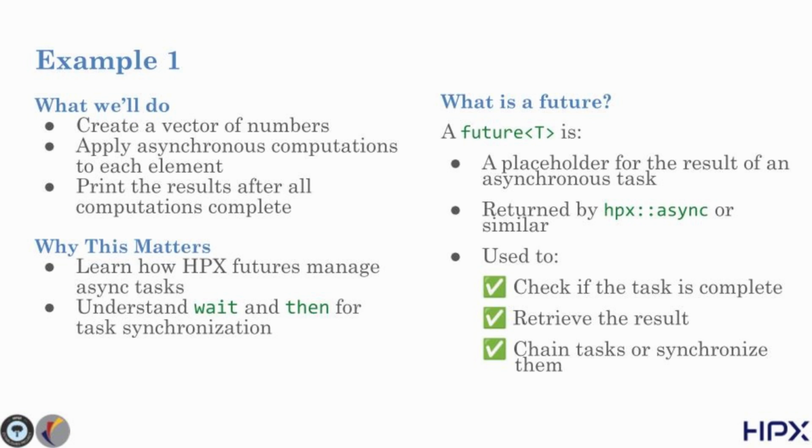So in HPX, we use futures to keep track of asynchronous tasks. But what is a future? A future is an object that acts as a placeholder for the result of an asynchronous computation. So when you launch a task in HPX using hpx::async, for example, or similar functions, it immediately returns a future, which can be used later to check if the task is done, retrieve the result once it's ready, or synchronize multiple tasks.